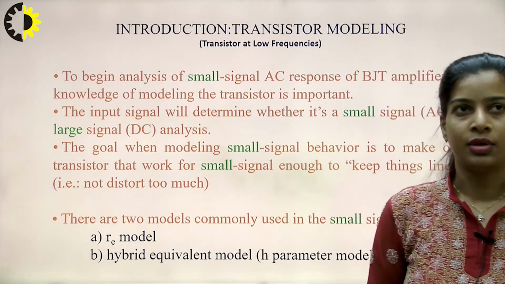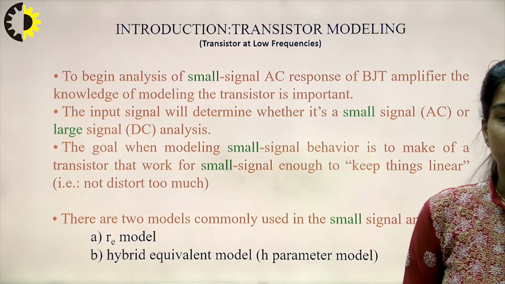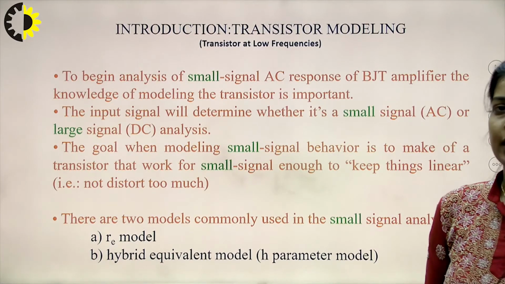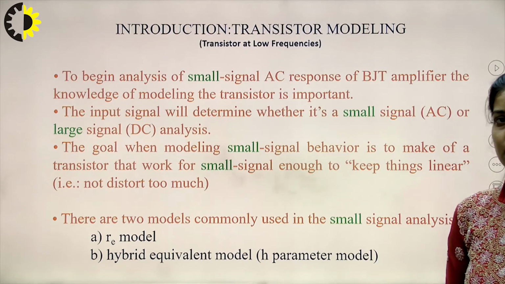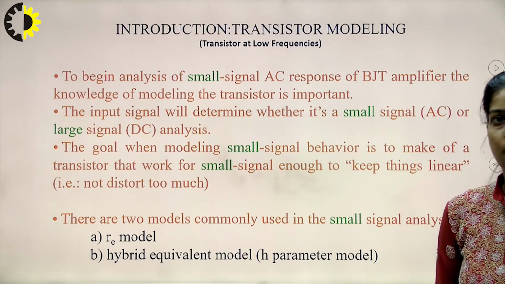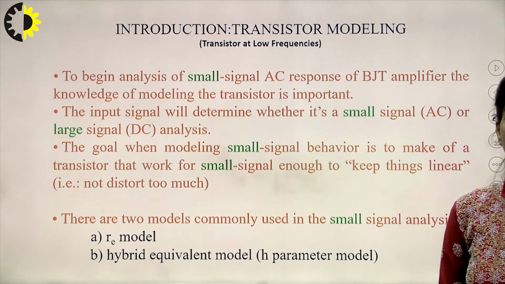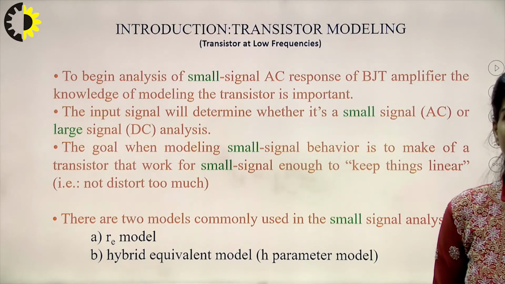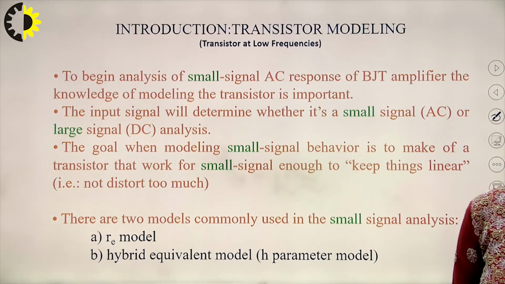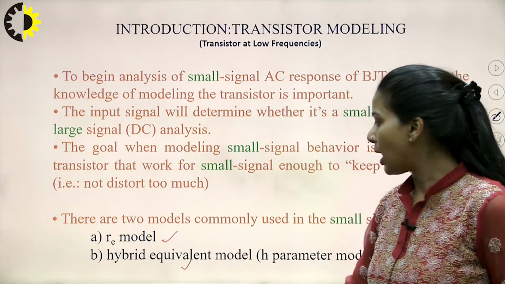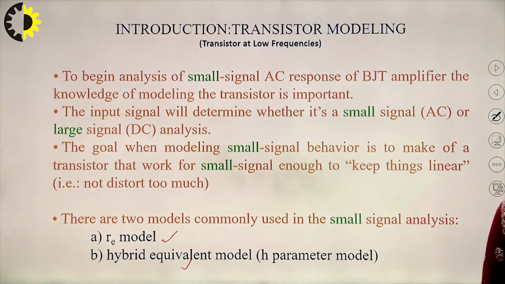We will have the modeling of the transistor, so that the small signal we define keeps the transistor in the linear region, which provides sufficient processing of the circuit. So we have two types of models to model the transistor for AC analysis. One is the RE model and another one is the hybrid equivalent model, that is also called the H parameter model.